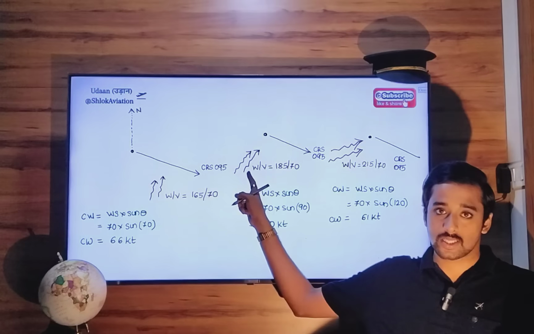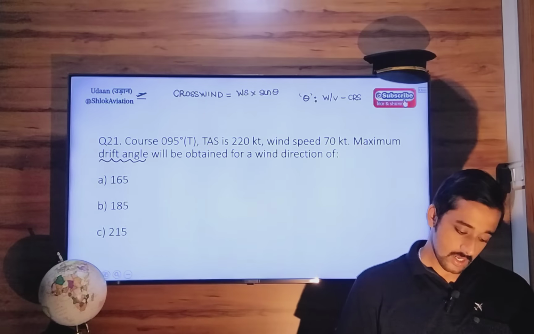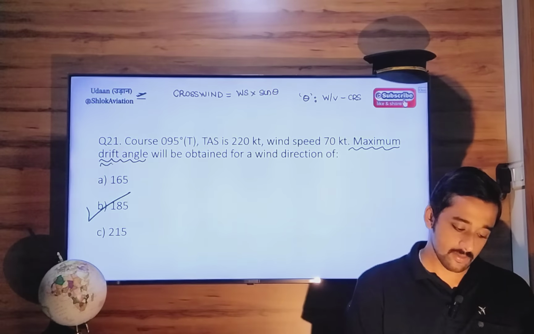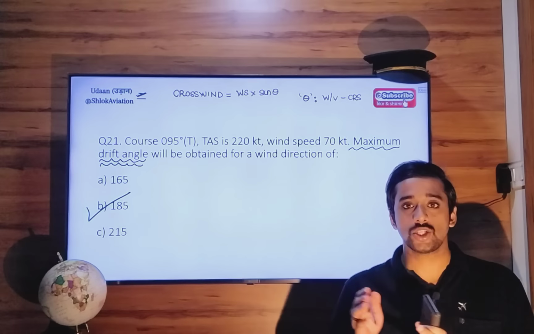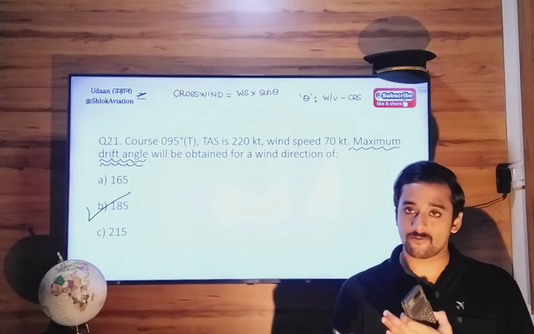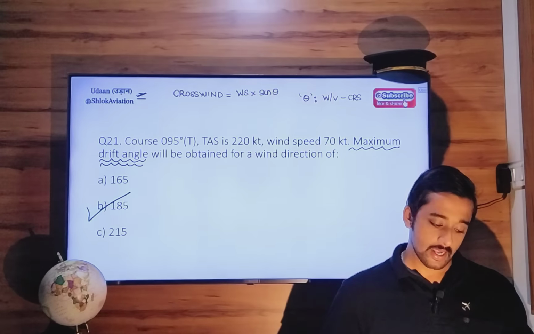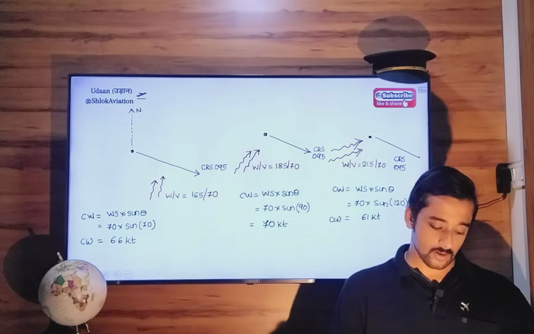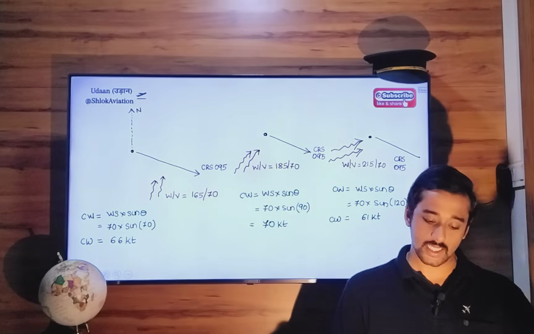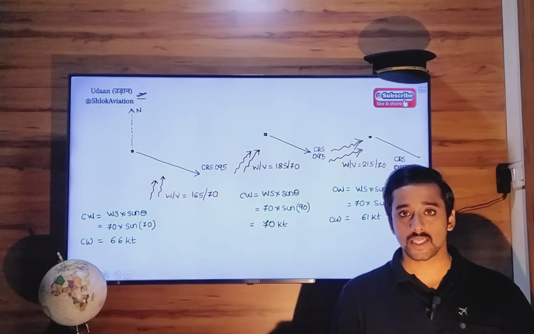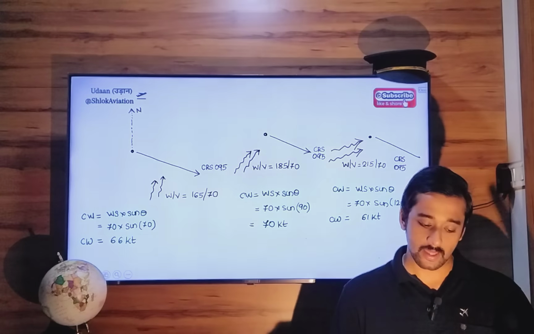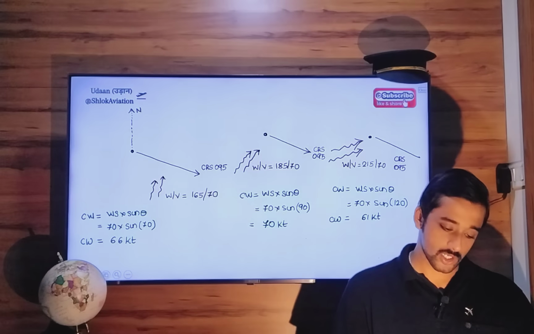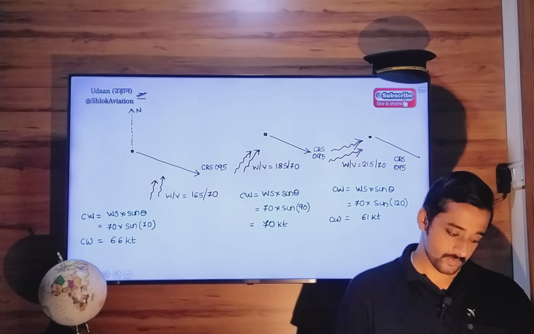that is the southwest direction. So the correct answer here will be maximum drift angle. Maximum crosswind will engender maximum drift angle. So here the wind direction is 185 degrees. I have shown you all three options, three crosswind components: 66, 70, 61. Maximum being 70, the wind direction coming from that particular direction of 185 degrees will produce maximum drift angle.